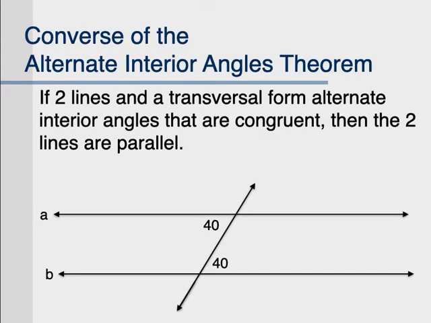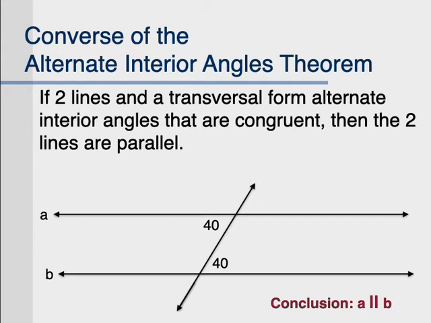Here's the next box down, converse of the alternate interior angles theorem. If two lines and a transversal form alternate interior angles that are congruent, then the two lines have to be parallel. If you know both angles in the alternate interior angle pair are congruent to each other, you can conclude that line A is parallel to line B.